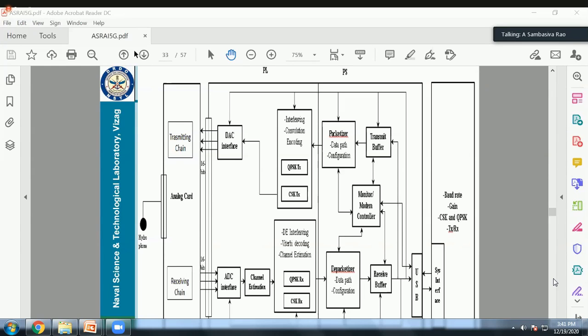I'm planning it, and some collaboration is there. Then we will work on the MIMO OFDM also. So let us see how it will be possible in future. So this is the modem we are talking about.